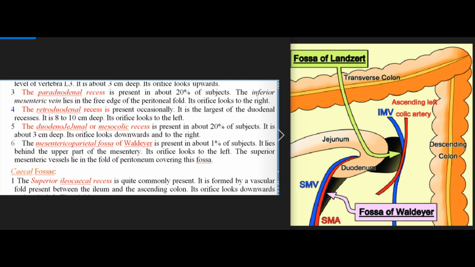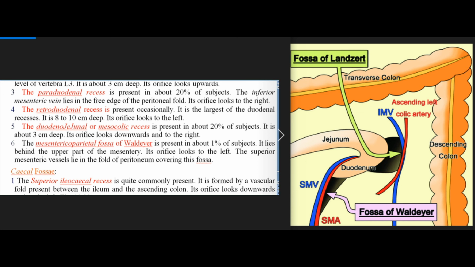4. The retroduodenal recess is present occasionally. It is the largest of the duodenal recesses. It is 8 to 10 centimeters deep. Its orifice looks to the left. 5. The duodenojejunal or mesocolic recess is present in about 20% of subjects. It is about 3 centimeters deep. Its orifice looks downwards and to the right.